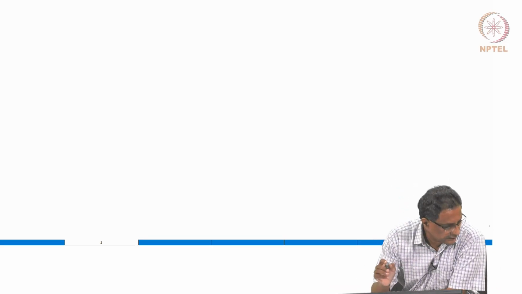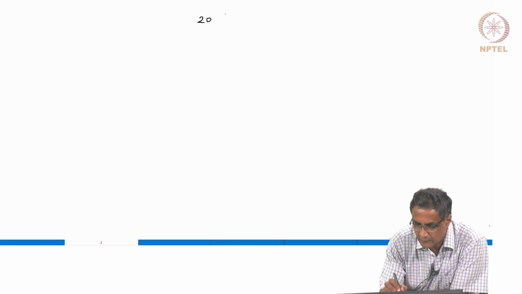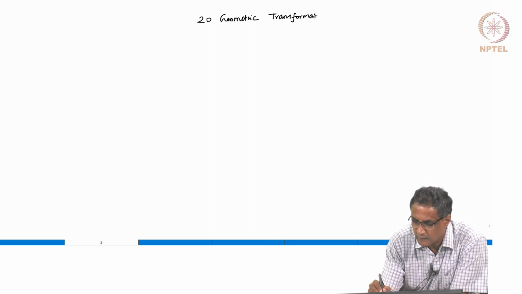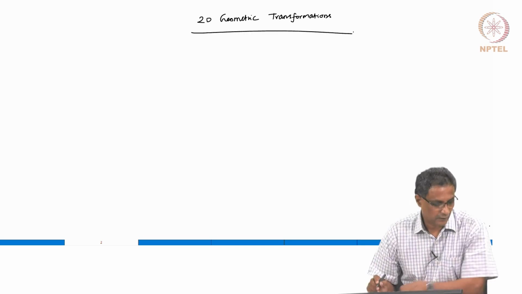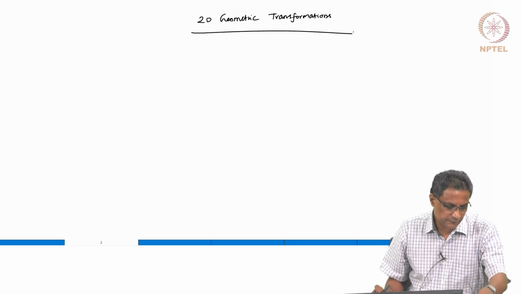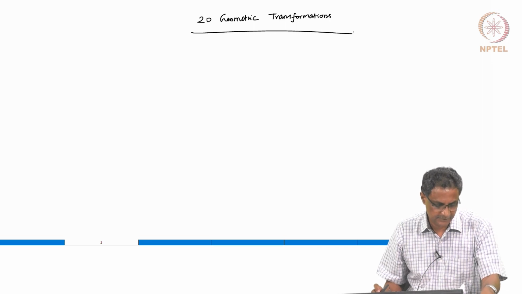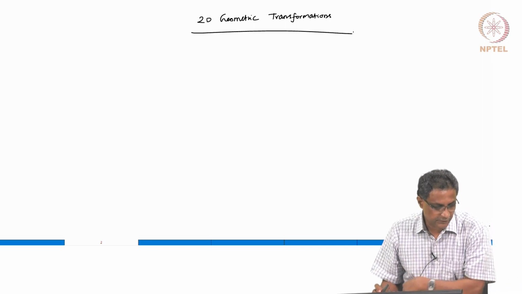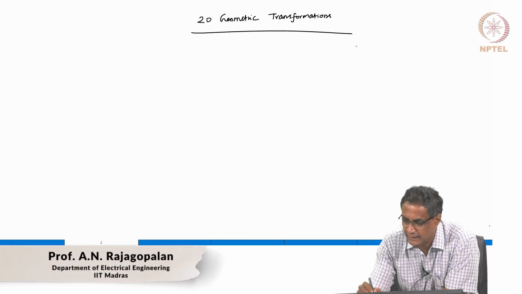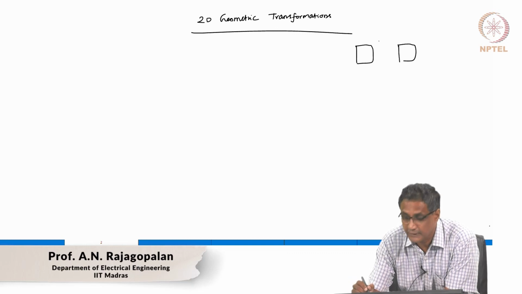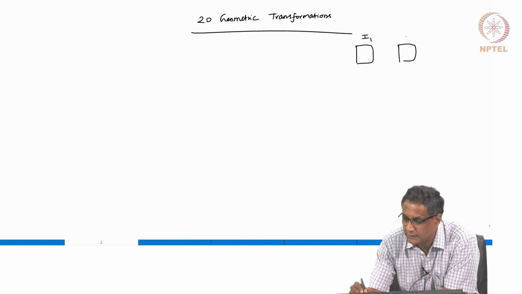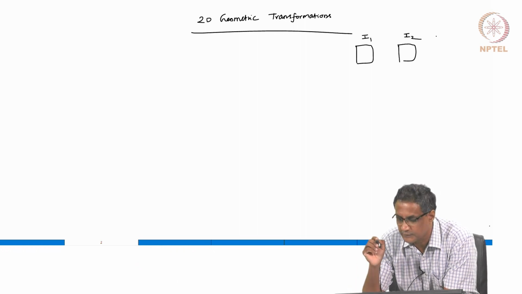Now, let me start with the 2D geometric transformations. The way to look at this is that we want to have one operation that we can apply on, let's say, image I1 in order to get I2. What we are looking at is a single operation which we can apply on I1 to get I2.